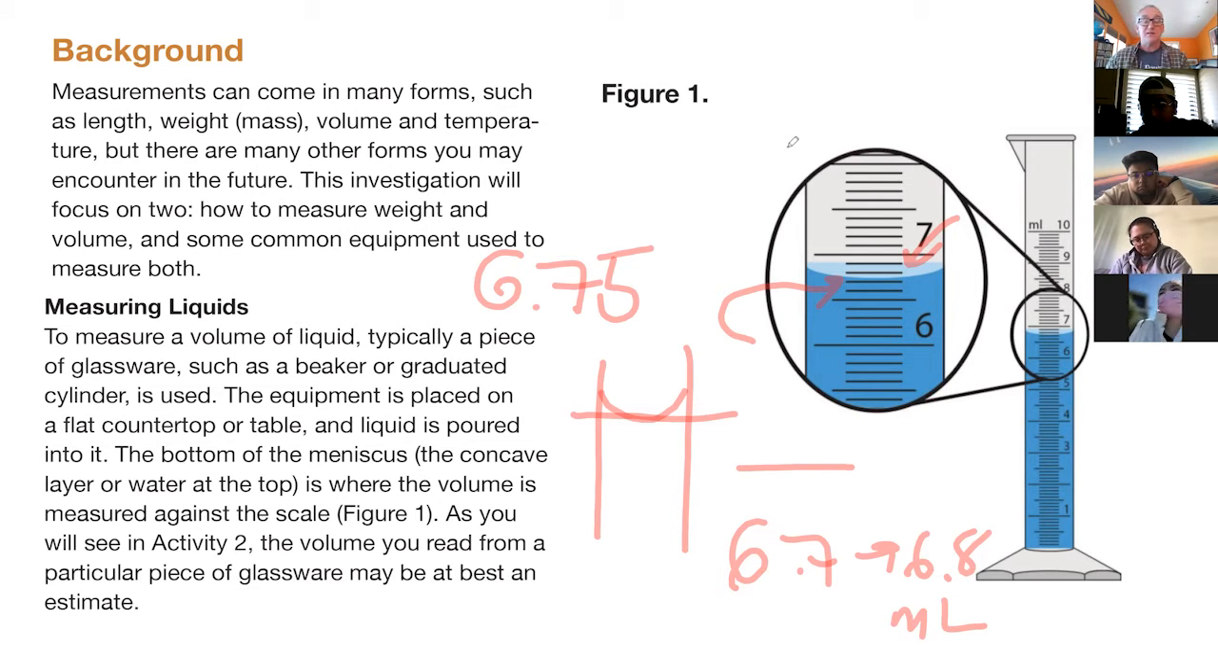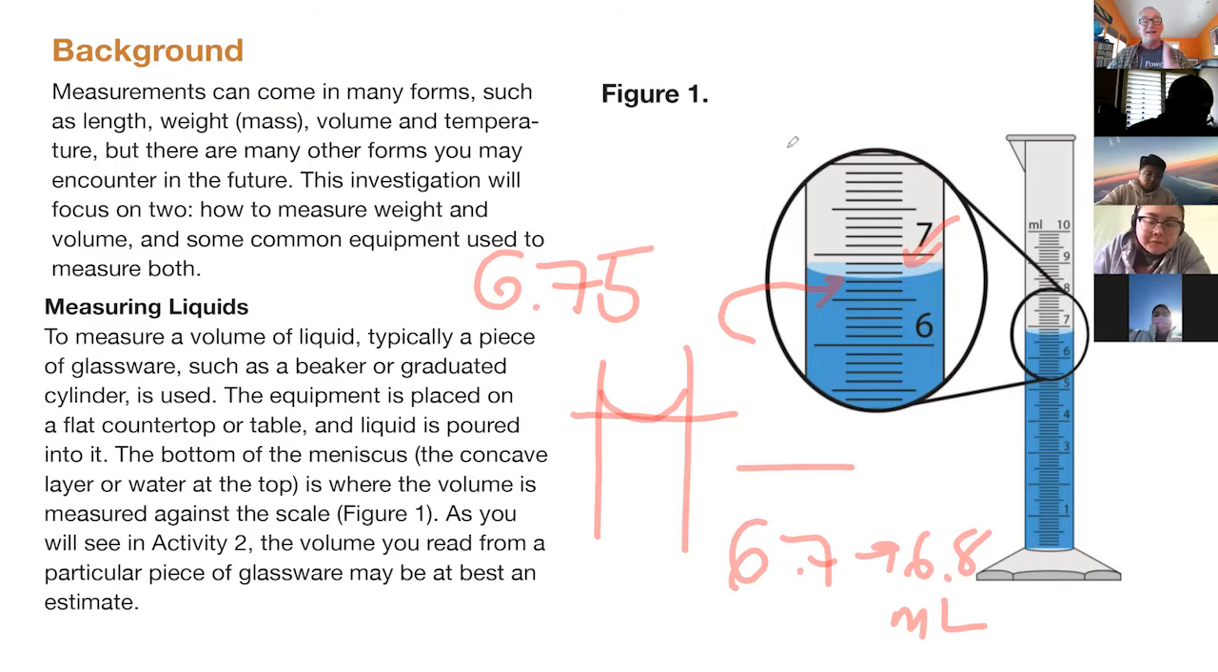Somebody else may have said 6.74. Somebody else may have said 6.76 or 6.77 or 6.73. Those are all acceptable because it's up to each one of us to gauge what we see. Nobody else can tell you what it is you're seeing.